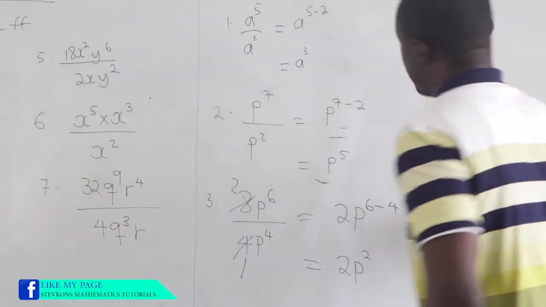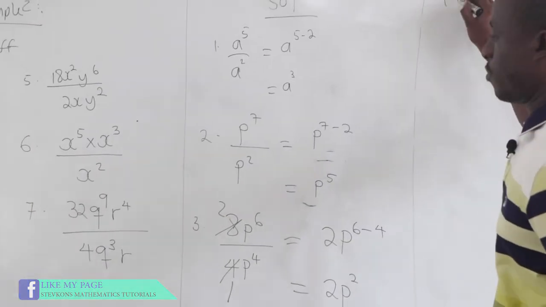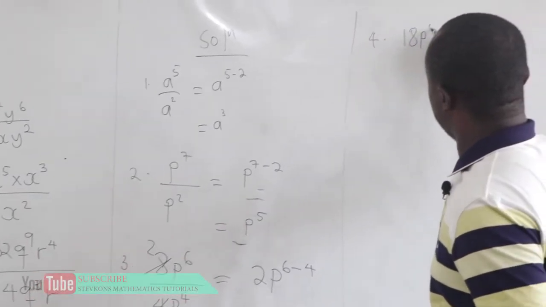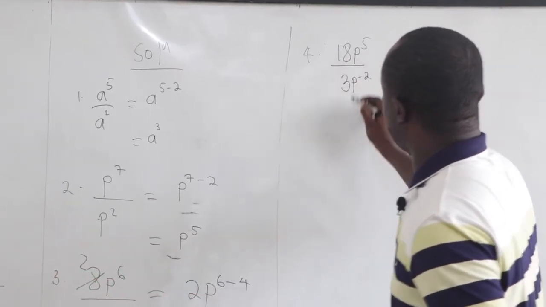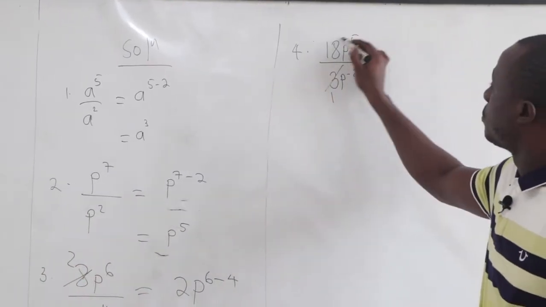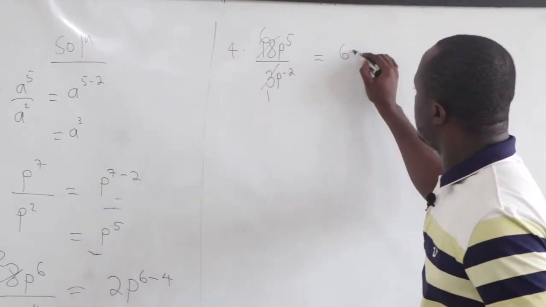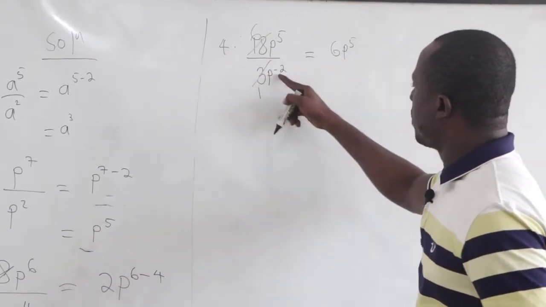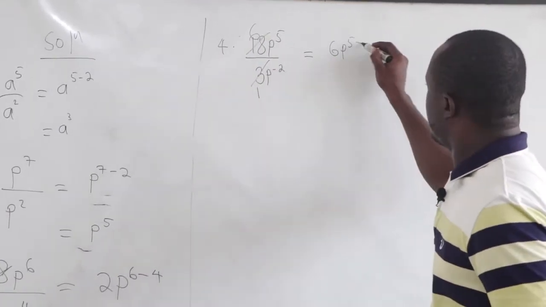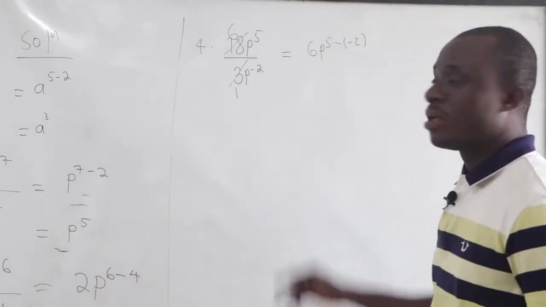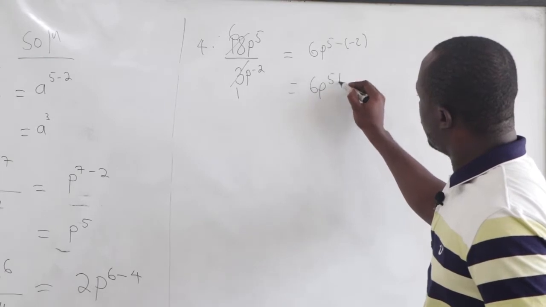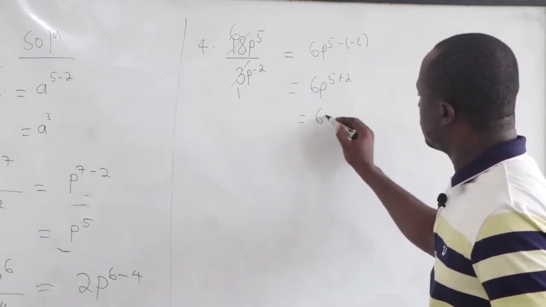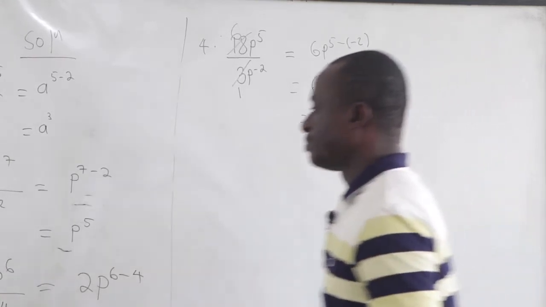Now let's see the fourth question. 18p to the power 5 all over 3p to the power negative 2. Now 3 will go into 18, that is 6 times. So we have 6p^5, and now this will go there to subtract. So we have negative 2. Now negative and negative, that will be positive. So you have 6p^(5+2), and this is 6p to the power 7.